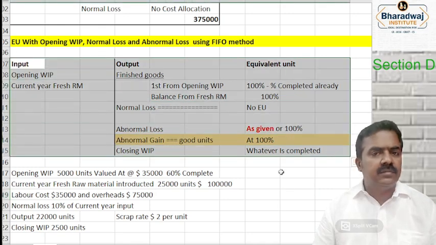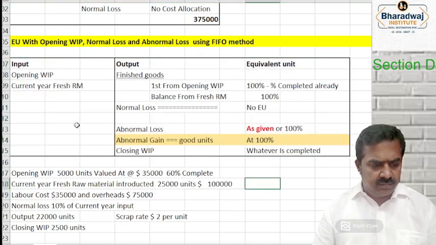Have we taken up the table? The table எடுத்துட்டீங்களா? Yes, sir.